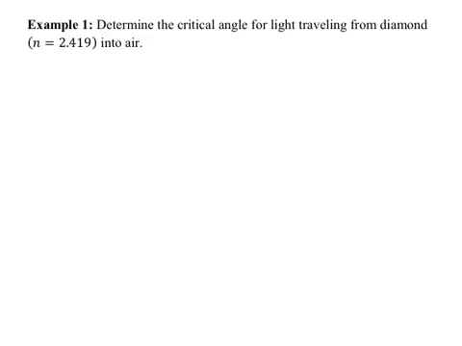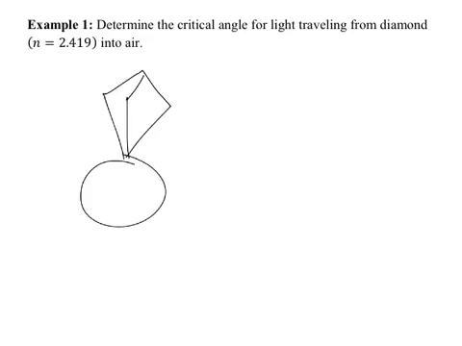Example 1 says to determine the critical angle for light traveling from diamond into air. So let's take a look. So we've got this diamond here, right? And it's shining. And the ray travels into the diamond, and now it wants to travel out of the diamond. And at a certain angle, it's going to come back into the diamond and cause total internal reflection instead of going out here in the air. We want to figure out what that angle is.